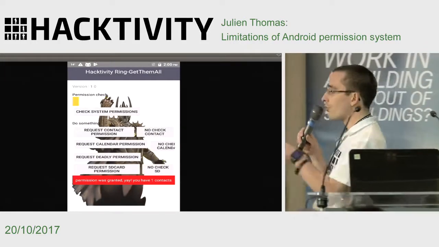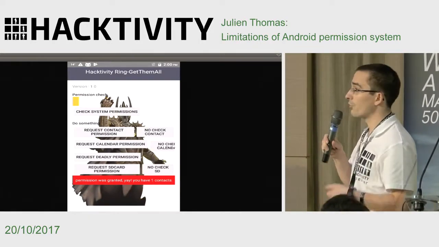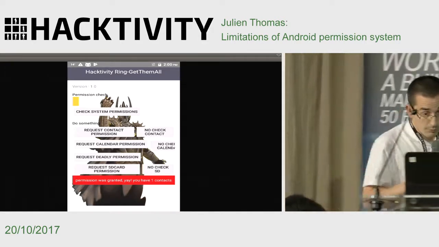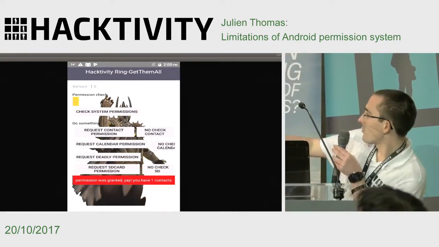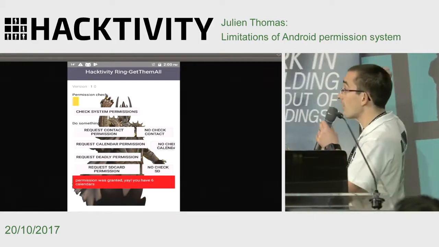Normally this would have crashed because we did not define the permission and we did not request it as a user, so 2 reasons to fail. Well, we see that we can access contacts. We have 1 contact because it's a demo phone. I will do the same thing with calendar. Well, it's the same thing.